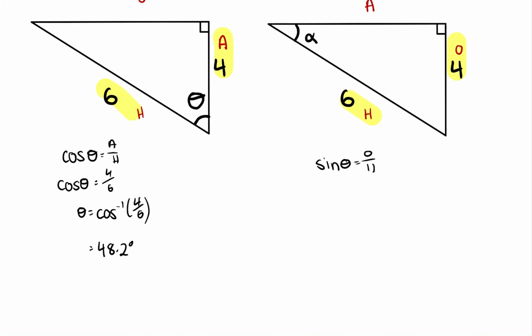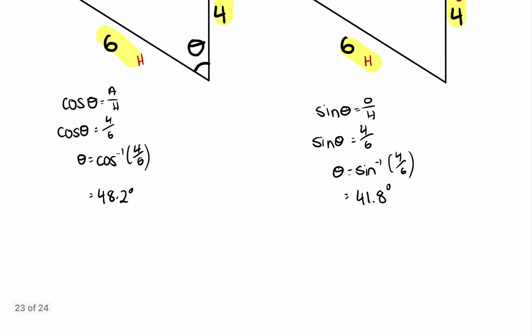Now let's do the same thing on this side, but this time we're using sine. Okay, 4 over 6 again. If you notice, you're still using these same numbers on both, and that's fine. Inverse sine, 4 divided by 6, should give us 41.8 degrees. Now make sure these add together. 48.2 plus 41.8 gives us 90 degrees, and we've done it right.